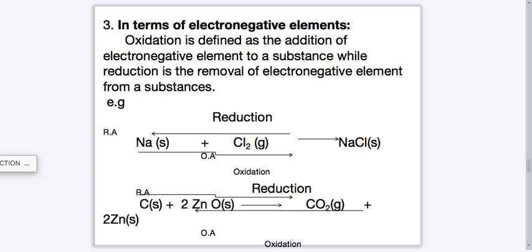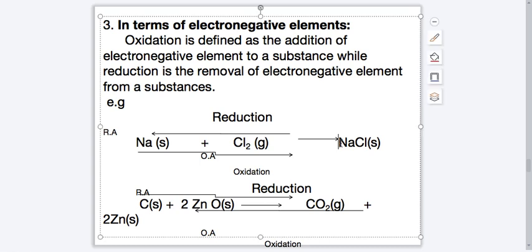When you add non-metals to either an element or a compound, that will be an oxidation. Example here is Na plus Cl2 to give NaCl. Na combined with Cl2 becomes NaCl, undergoing oxidation, which means Na oxidizes while Cl2 is reduced. That's what we have there.